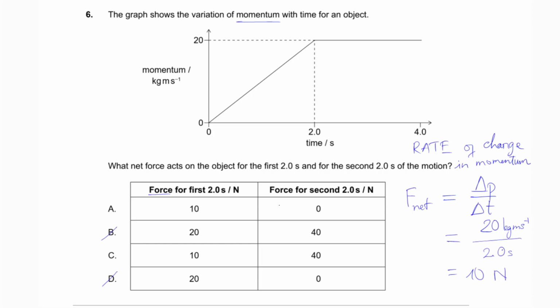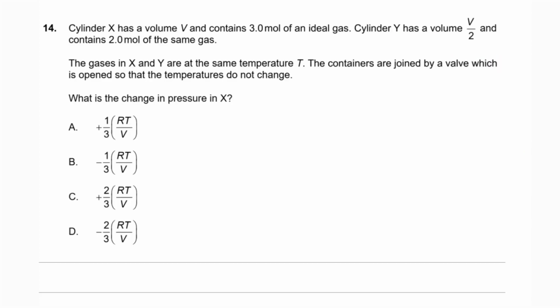Now, the next part, the force for the second 2 seconds, which means the instantaneous force here. Instantaneous force is like instantaneous acceleration. It is also defined as the rate of change of momentum. But here, starting from 2 seconds, the momentum is constant, doesn't change anymore. So the rate of change of momentum at this moment is 0, and therefore the force at this instant is 0. So the final answer is A. Moving on to the next question.